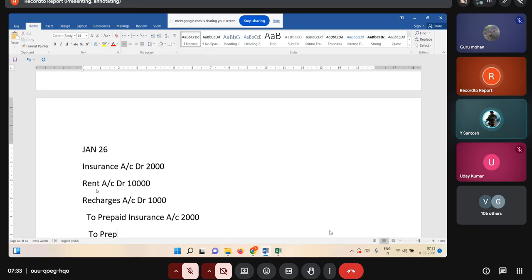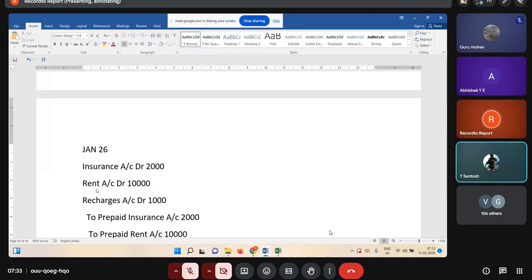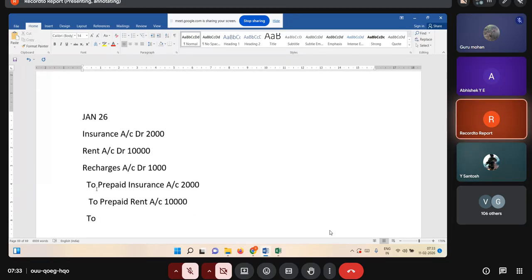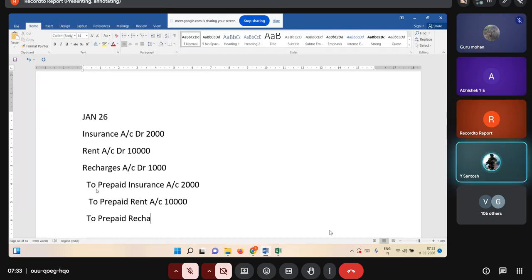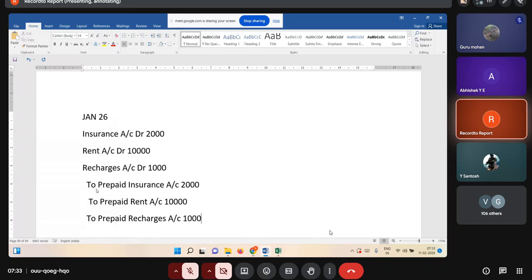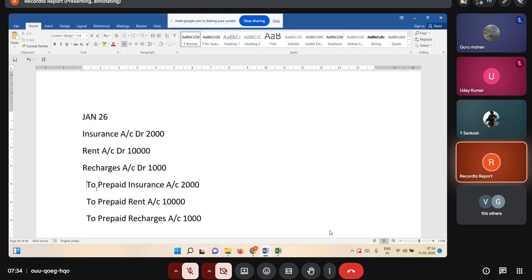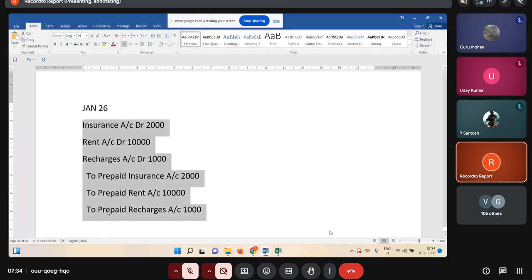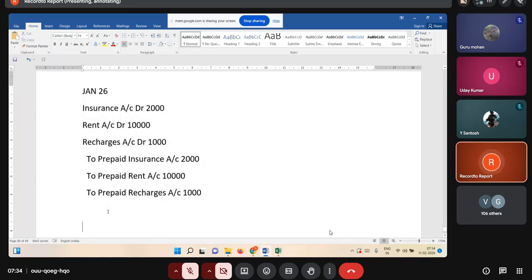To prepaid rent account, 10,000. To prepaid recharges account, 1,000. Okay, so these are the entries to be recorded for the January month. So why are we not involving the prepaid subscriptions, guys? Because it does not begin from January.